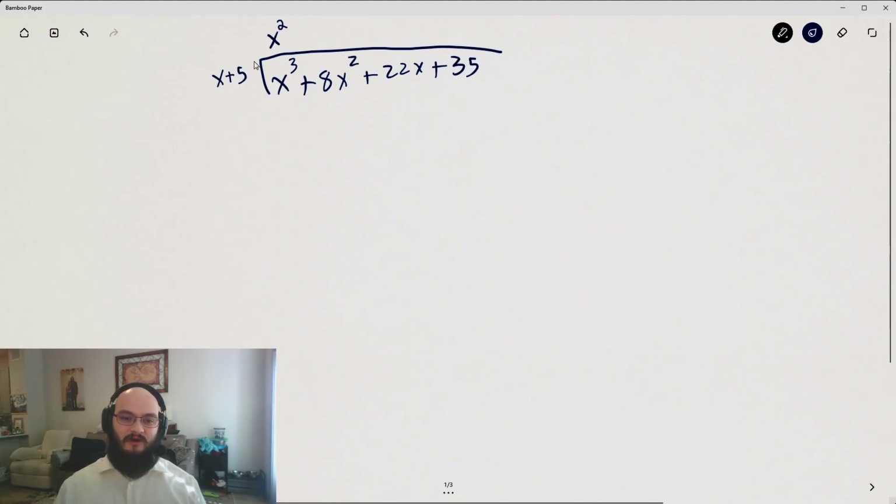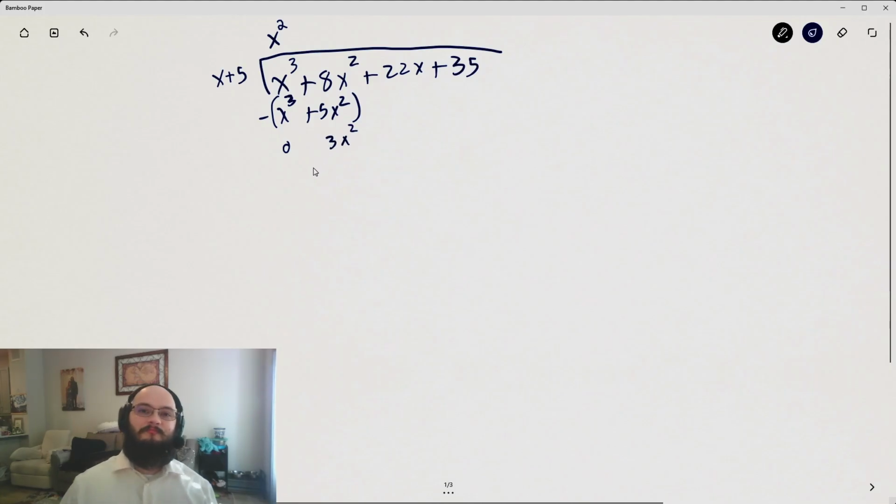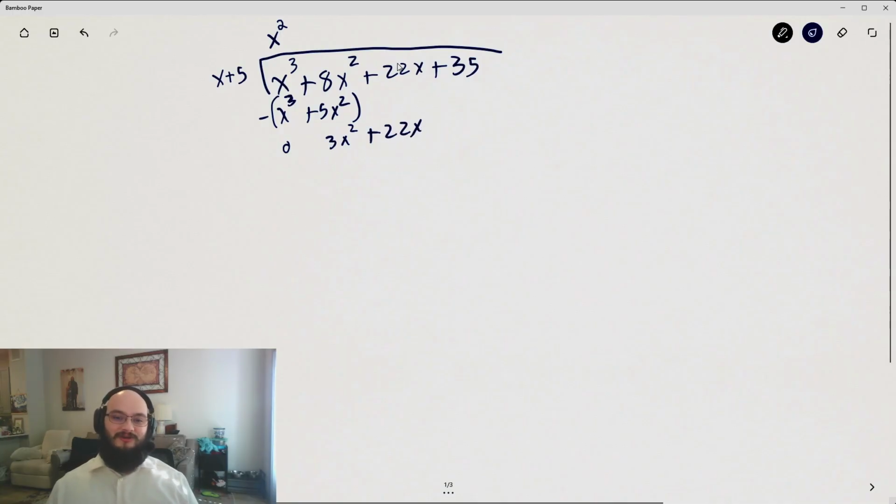We'll now do x squared times this whole binomial. We get x cubed plus 5x squared. And then we subtract this binomial from this one. X cubed minus x cubed is 0. And 8x squared minus 5x squared is 3x squared. We will drop down the next term, just like we do with regular long division.